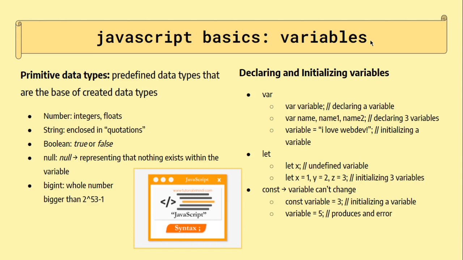Finally, we're going to go over JavaScript variables and data types. Primitive data types are predefined data types that are the base of created data types in JavaScript. Some data types include numbers like integers and floats, strings, which are enclosed in quotations, booleans, which include the value true and false, and null, which means nothing exists within the variable. Big Int is an integer that is greater than 2 to the 53rd minus 1.